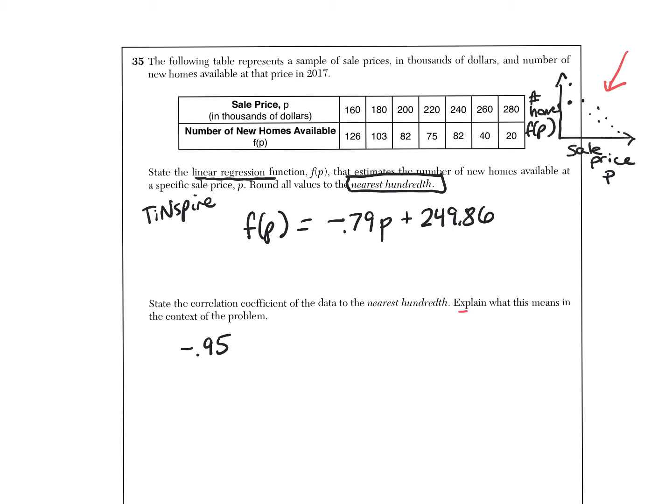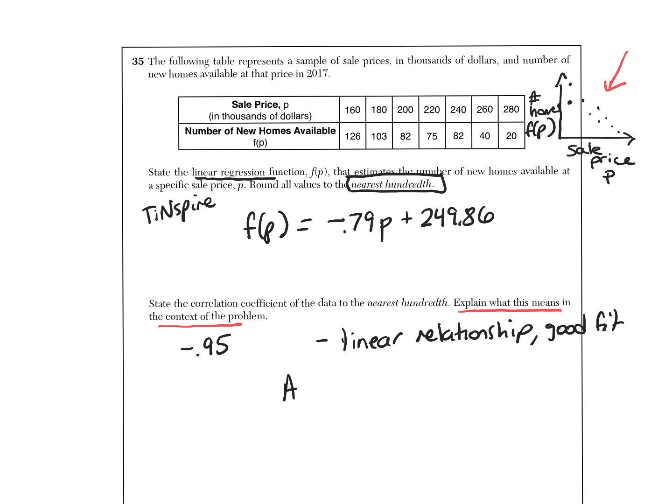It says explain what this means in the context of the problem. So it's all fine and good if you say it's a negative linear relationship. And it's all fine and good if you say that it's a good fit, right? It's negative 0.95, it's close to 1, so it's a good fit. Good approximation, but that is not what they are asking. They say in the context of this problem. So if you include that, that's great. But what they want to say, it's a strong negative. The higher the price of the house, the fewer homes available.